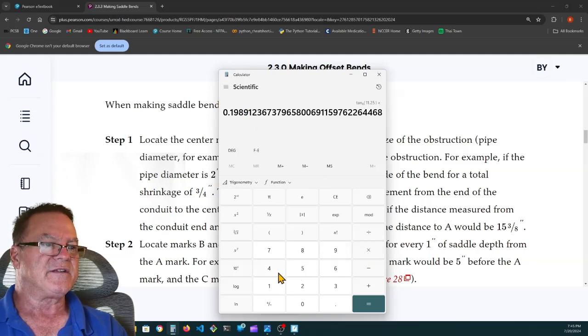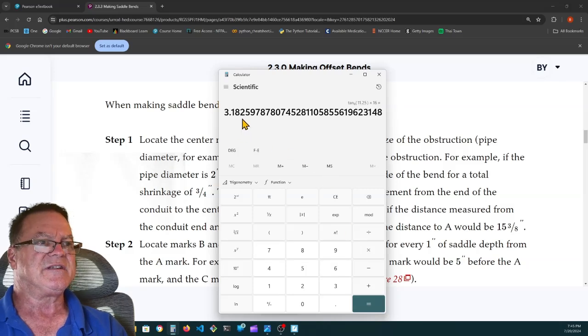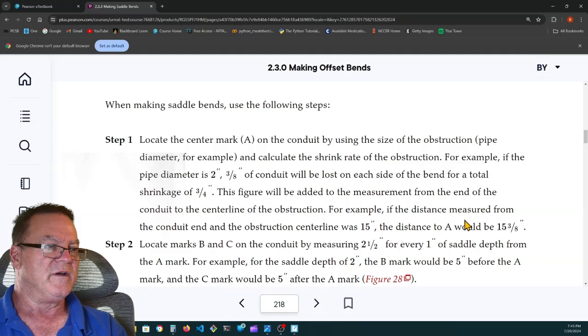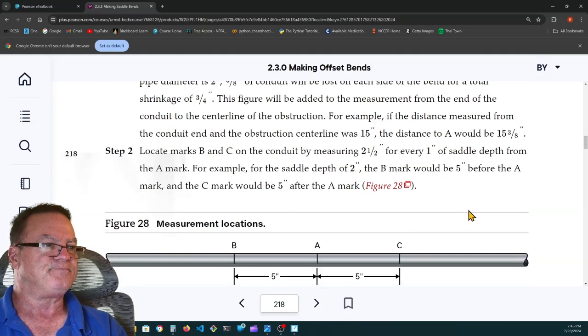If we multiply that times 16, it'll tell us how many 16ths of an inch that is. It's 3/16 of an inch. So our shrink is 3/16 of an inch for every inch of rise. If we were going to make a 3-inch 3-bend saddle, we would multiply that times 3, and we'd get, well, 9/16 or 9.5/16. So somewhere between 9/16 and 5/8 is where we would want to, that would be our shrink. All right.